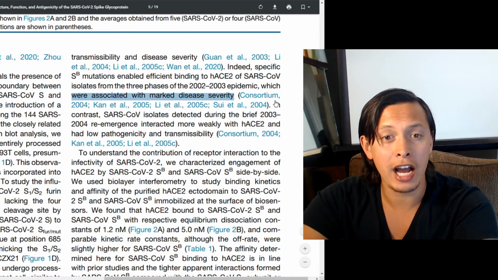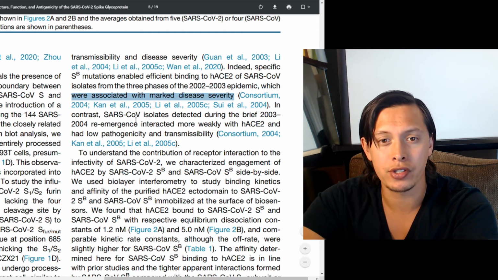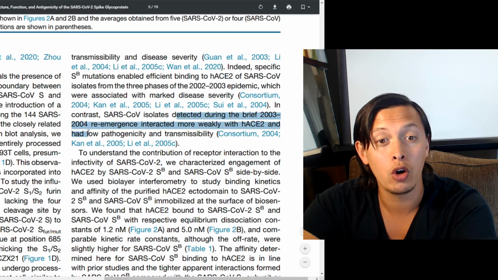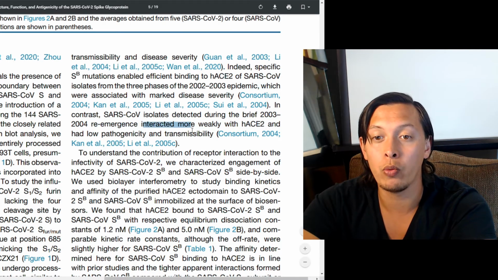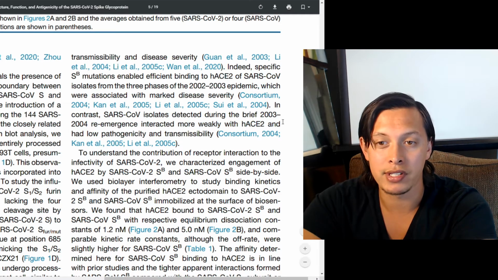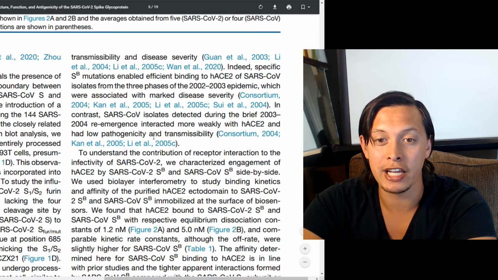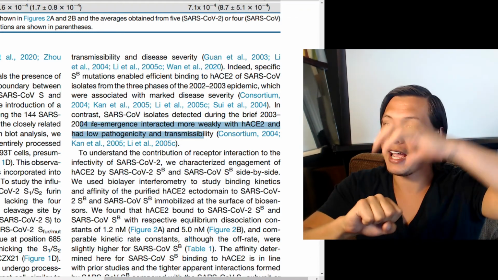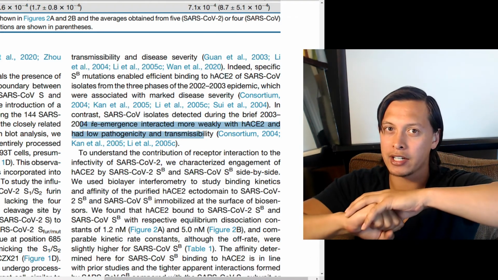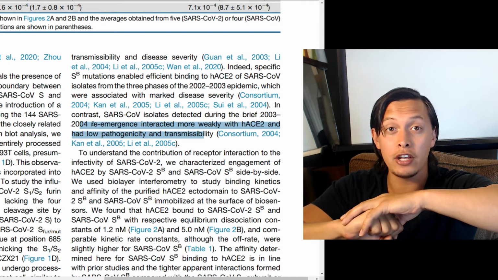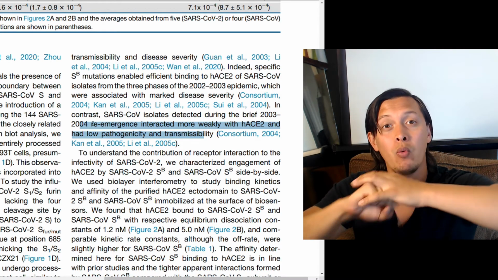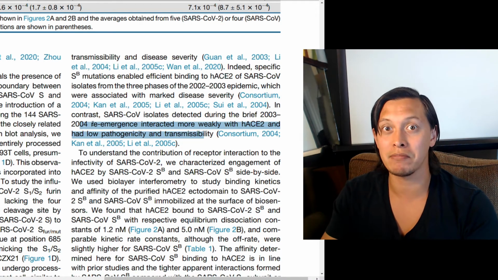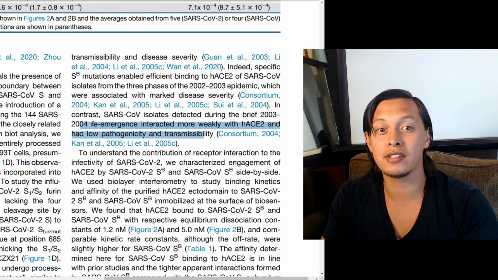So in contrast, SARS coronavirus, the original SARS isolates detected during the brief 2003-2004 reemergence interacted more weakly with the human ACE2 receptor and had low pathogenicity and transmissibility. So what they're saying is when the spike interacted very loosely with the ACE2 receptor, you could see the results of that weak interaction as a low pathogenicity or less symptoms in the second outbreak that happened.